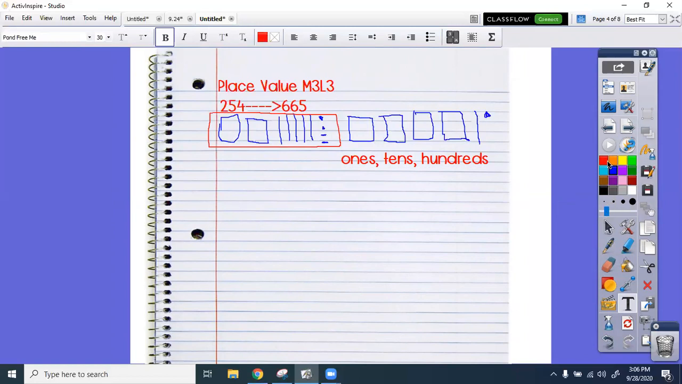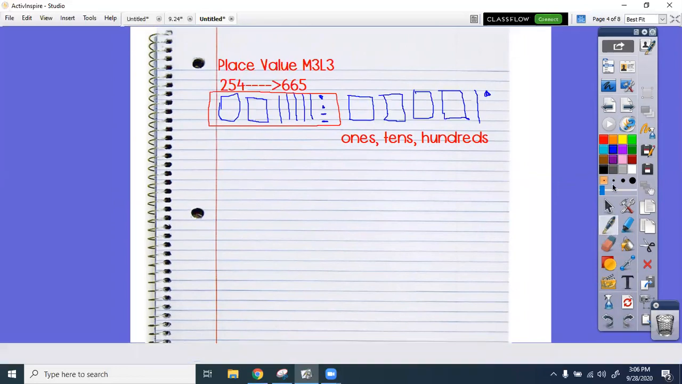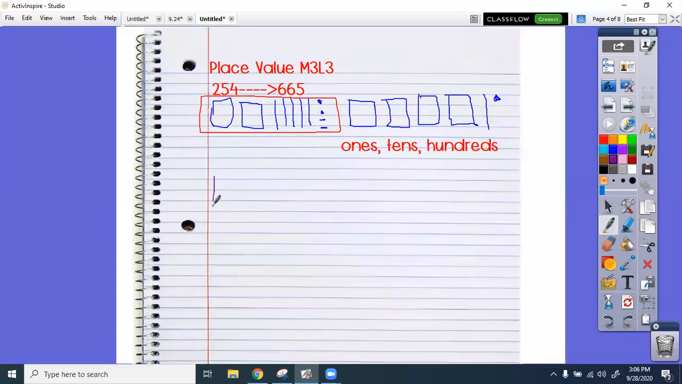Now let's look at an example when I'm trying to find my value. I want to find my value.